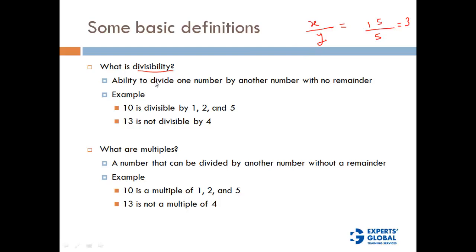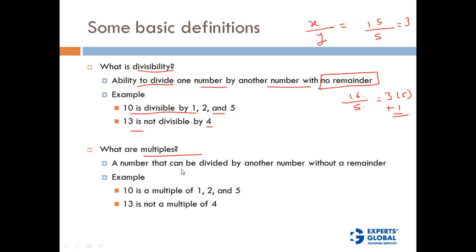So technically the definition is: divisibility is the ability to divide one number by another number with no remainder. This is the most important part. If you divide 16 by 5, we'll get 3 as quotient and 3 into 5 plus 1 as the remainder. So 16 is not divisible by 5. Examples: 10 is divisible by 1, 2, 5. 13 is not divisible by 4.